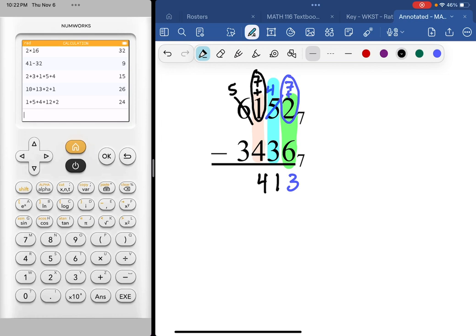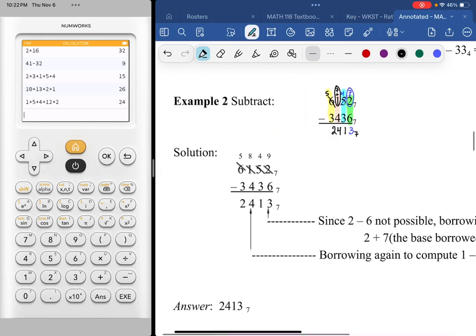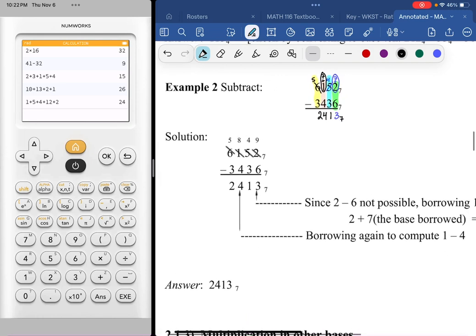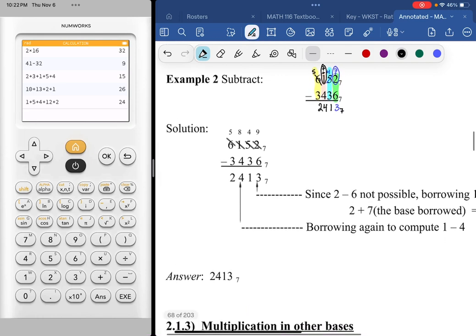And then the last column, 5 minus the 3 gets me a 2, all in base 7. All right, so 2, 4, 1, 3 in base 7. All right, so next video we'll move on to 2, 1, 3.